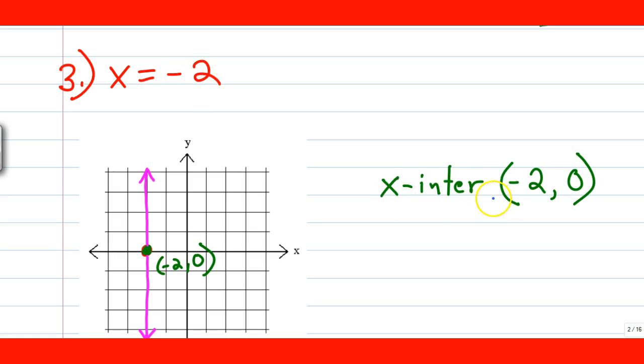So I have an x-intercept. I have an ordered pair. I have this negative 2, 0. So I have a point. And I know that now it's going to be a perfectly vertical line, straight up and down, so I can draw in the rest of my line, and I've completed it. If this had been y equals negative 2, then I would have had a horizontal line running through the y-axis at 0, negative 2.